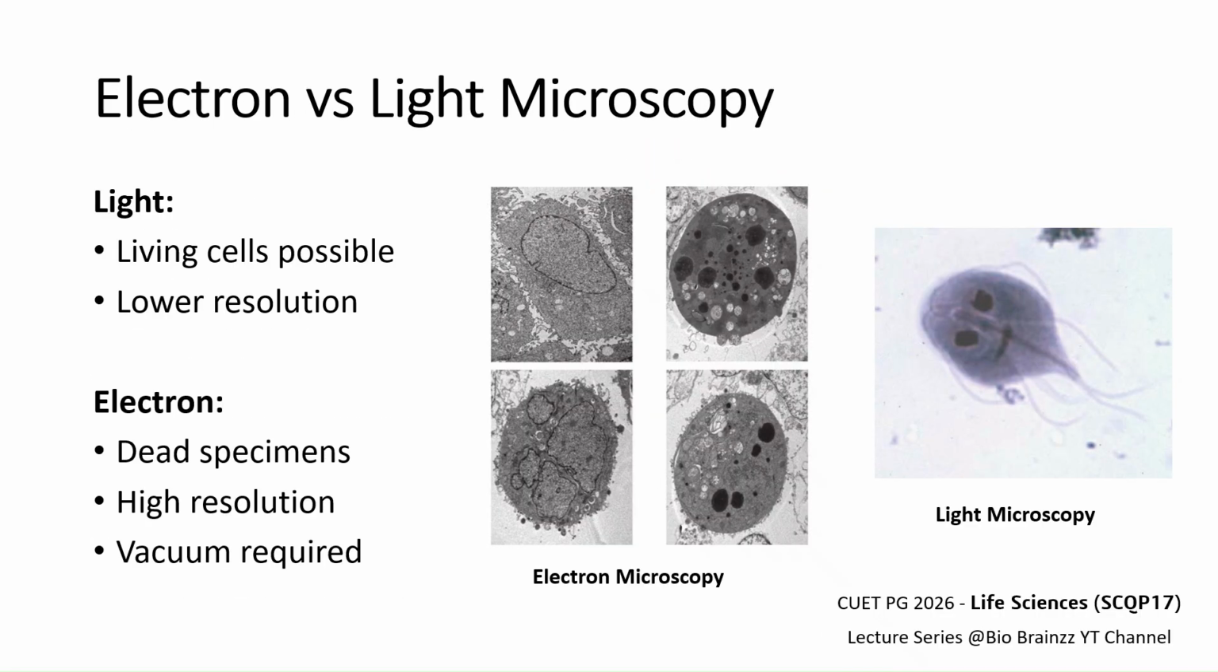Electron versus light microscopy. Light microscopy allows living cells but has low resolution. Electron microscopy gives very high resolution but needs dead specimens and vacuum. Remember, light microscopy: live, low resolution. Next, electron microscopy: dead, high resolution, vacuum.